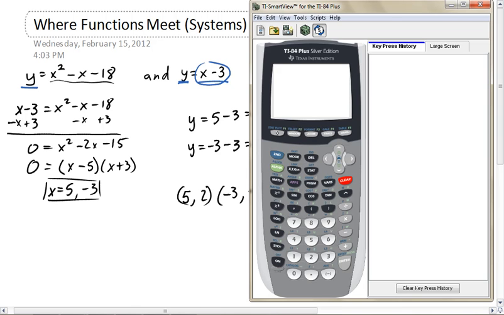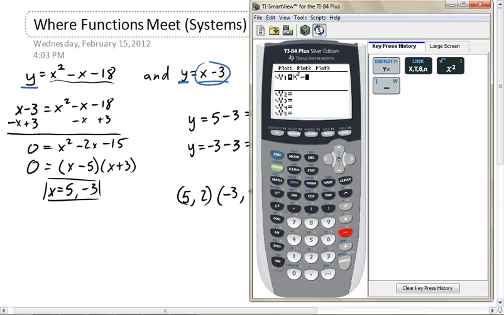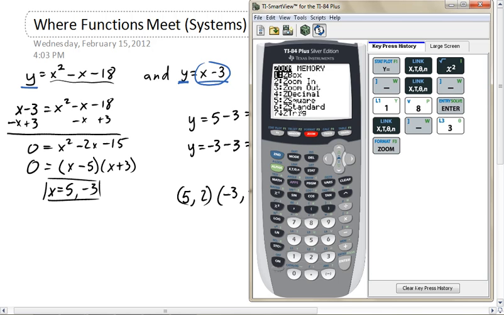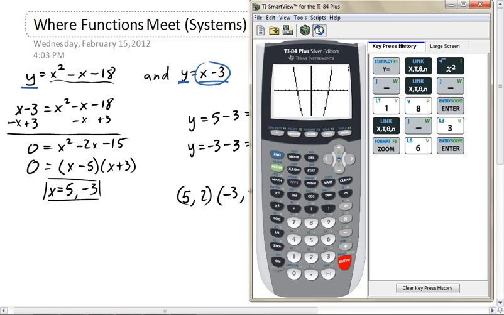I'm going to go into the y equals, and this is nice because it's already in that form. So I'm just going to type in the two equations. X squared minus x minus 18 is the first equation. I'm going to push enter, and then go to the other one, which is going to be x minus 3. Now I want to graph. I don't know what window or zoom I'm at right now, so I'm going to go into zoom and choose zoom standard, so 6. Okay, there we go. It's given me the graph of the quadratic and the linear.